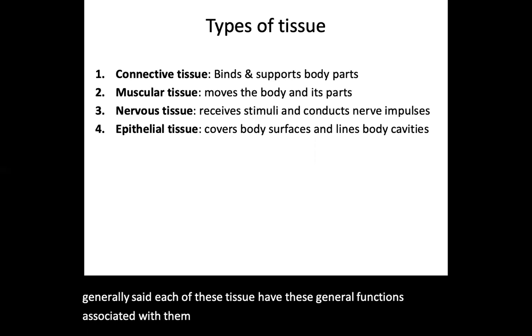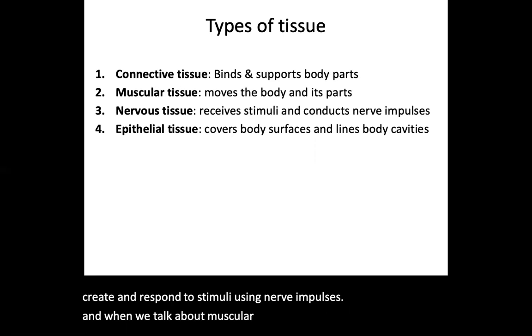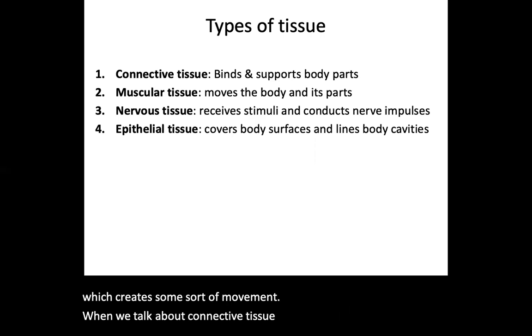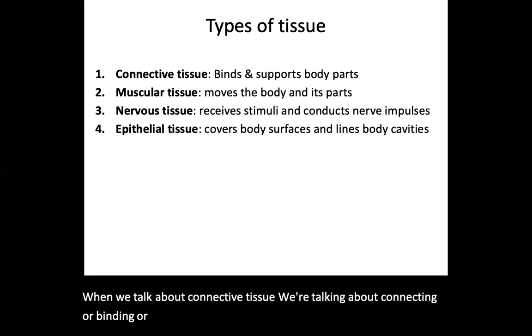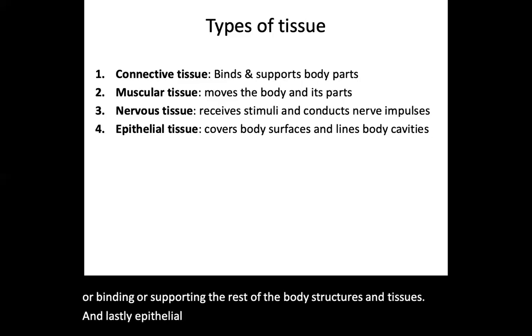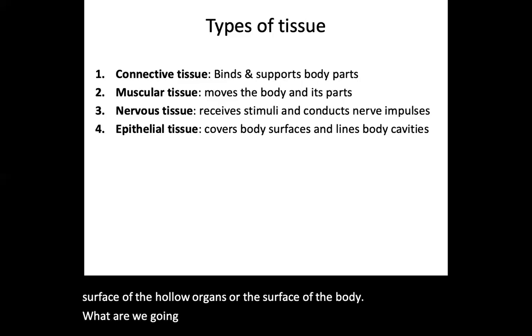Now, generally said, each of these tissues has general functions associated with it. For instance, the nervous tissue function is to create and respond to stimuli using nerve impulses. When we talk about muscular tissue, that typically means contraction, which creates some sort of movement. When we talk about connective tissue, we're talking about connecting or binding or supporting the rest of the body structures and tissues. And lastly, epithelial tissue basically would be covering the surface of the hollow organs or the surface of the body.